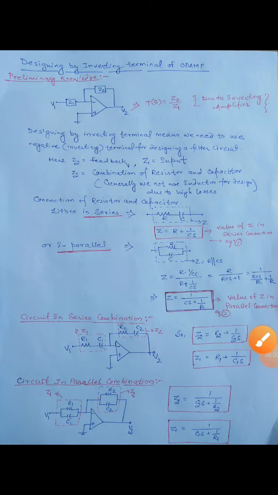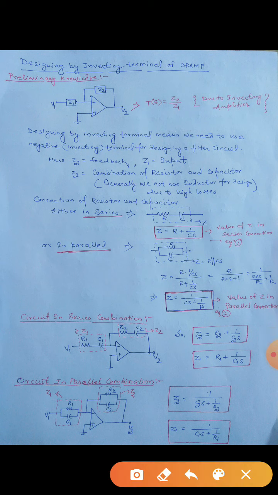Today we are going to get some starting knowledge before designing any kind of filter circuit with the help of the inverting terminal of an op amp. So basically any kind of filter circuit can be designed either with the help of the inverting terminal of an op amp or with the help of the non-inverting terminal of an op amp. That means either with the help of the negative terminal of the operational amplifier or with the help of the positive terminal.